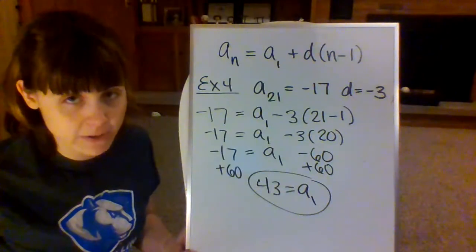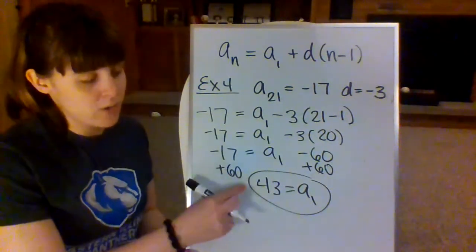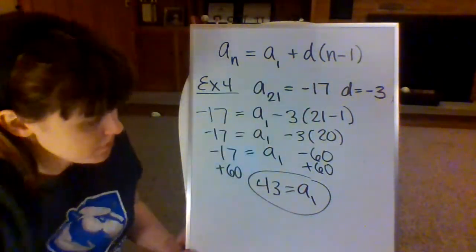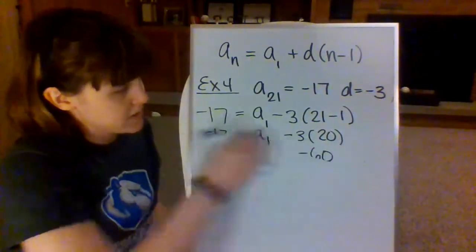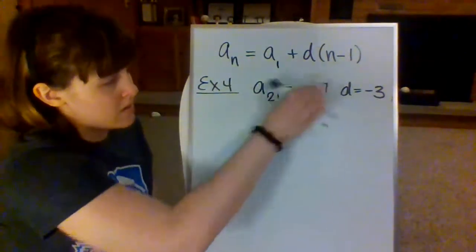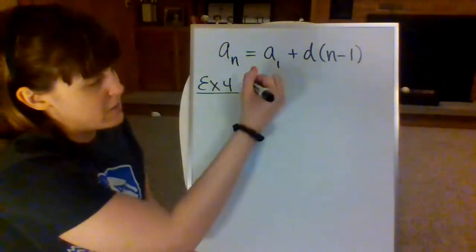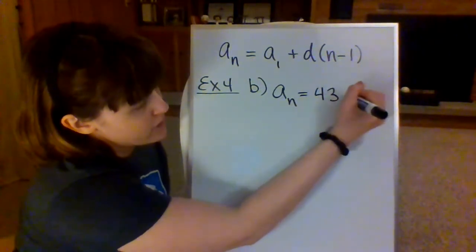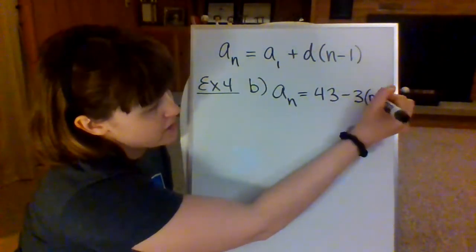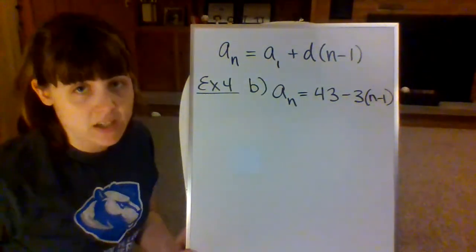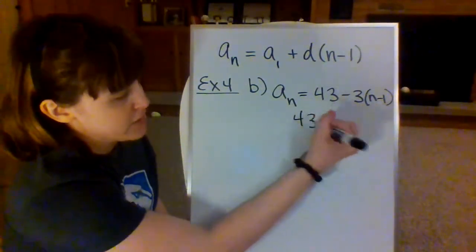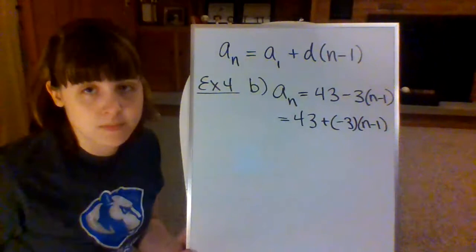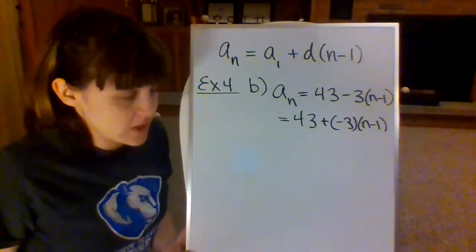Now we have to write the generic formula. So we're going to take our A1 and our difference here and write an equation. So that was for part A. Part B, we're writing our equation now. So we're going to have An equals A1 was 43, common difference was negative 3, and minus 1, like that. Or if you wanted to, you could write it like this: 43 plus negative 3 and minus 1. Okay, so that's for part B.